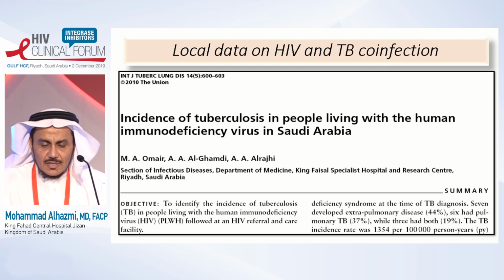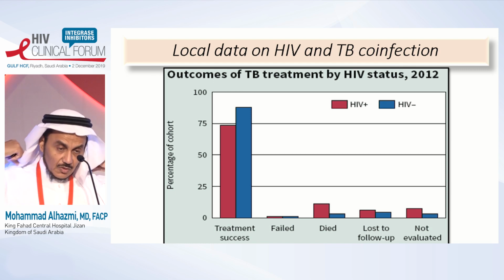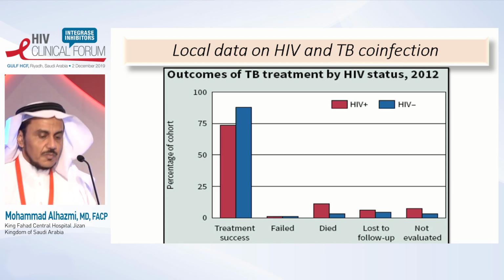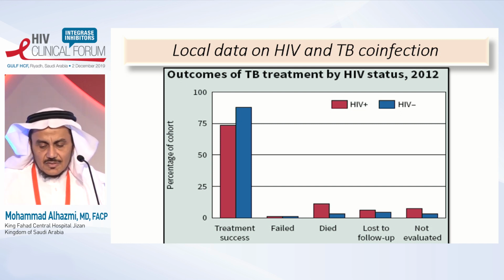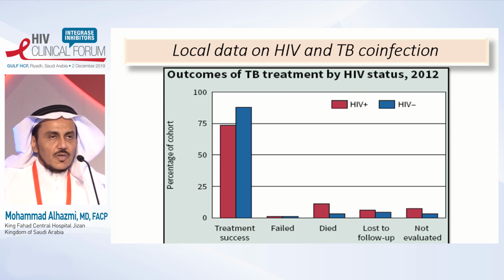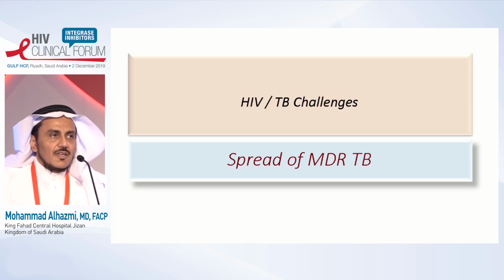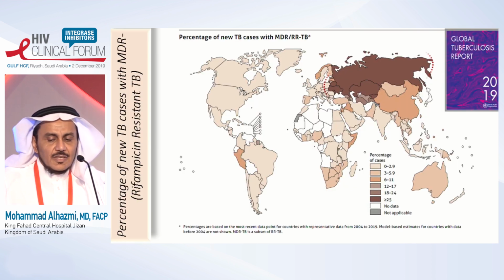The data locally is also there, and when we talk about the incidence of around 10% among the HIV populations who have tuberculosis, the outcome of those patients is worse. The outcome, be it treatment success, is less. Those who died with the co-infection are higher, and those who were lost to care were also higher among the patients with HIV and tuberculosis.